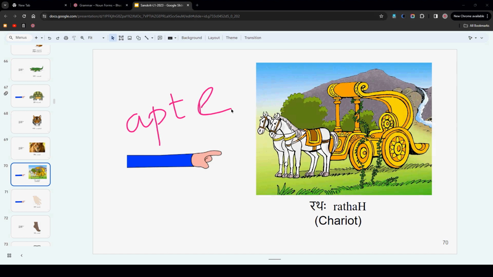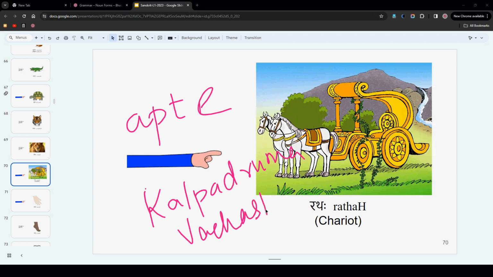But later you can use other dictionaries, Sanskrit to Sanskrit, like Kalpadrama or Vachaspatyam. Don't have to worry about that right now. But when you look up in these, they also give the etymology for most of the words. So if you are interested in that kind of thing, later we can start referring to these dictionaries also.